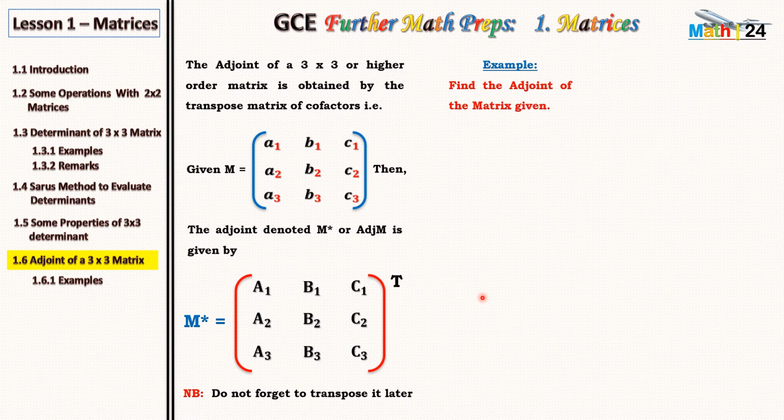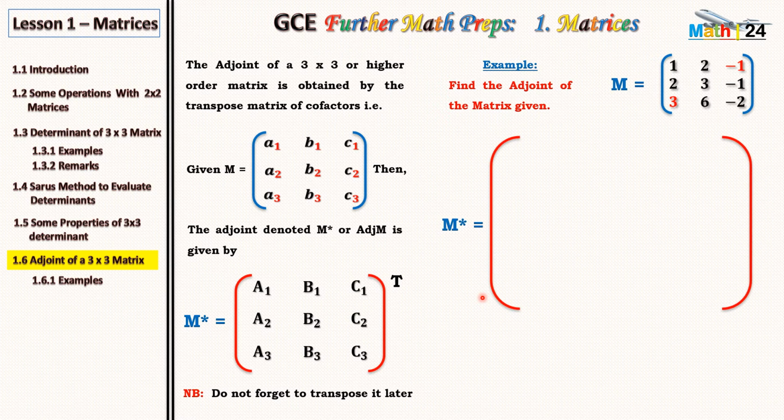For example, find the adjoint of the given matrix M equals that. So our adjoint will be given by the transpose of the cofactors of all the entries. So for the first entry, the cofactor is plus. At this position, the cofactor is plus because i is 1, j is 1, or it is an entry of the first row and first column. And from our formula, we have minus 1 to the power i plus j, or 1 plus 1, which is plus. So this now gives us the determinant of this remaining part here.